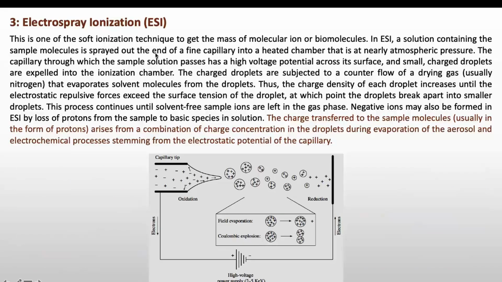Now the third method, which is a very modern method, is electrospray ionization. This is one of the soft ionization techniques to get the mass of the molecular ion of biomolecules. So this is a very soft technique. We can also use this technique for biomolecules or peptides.